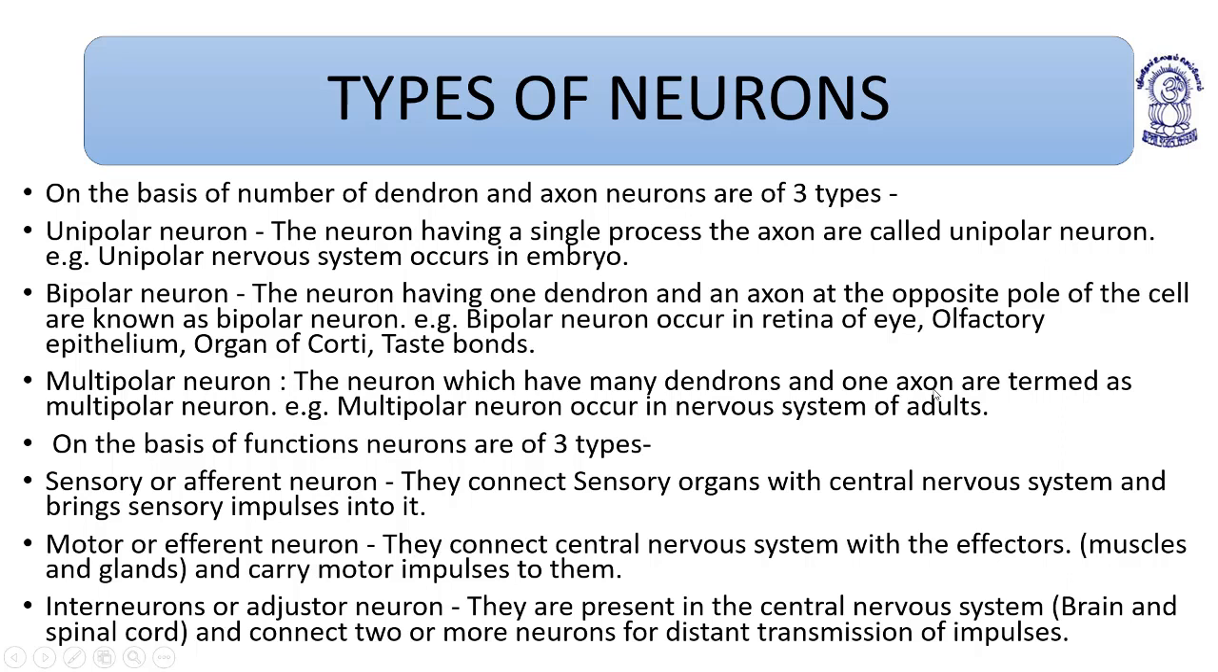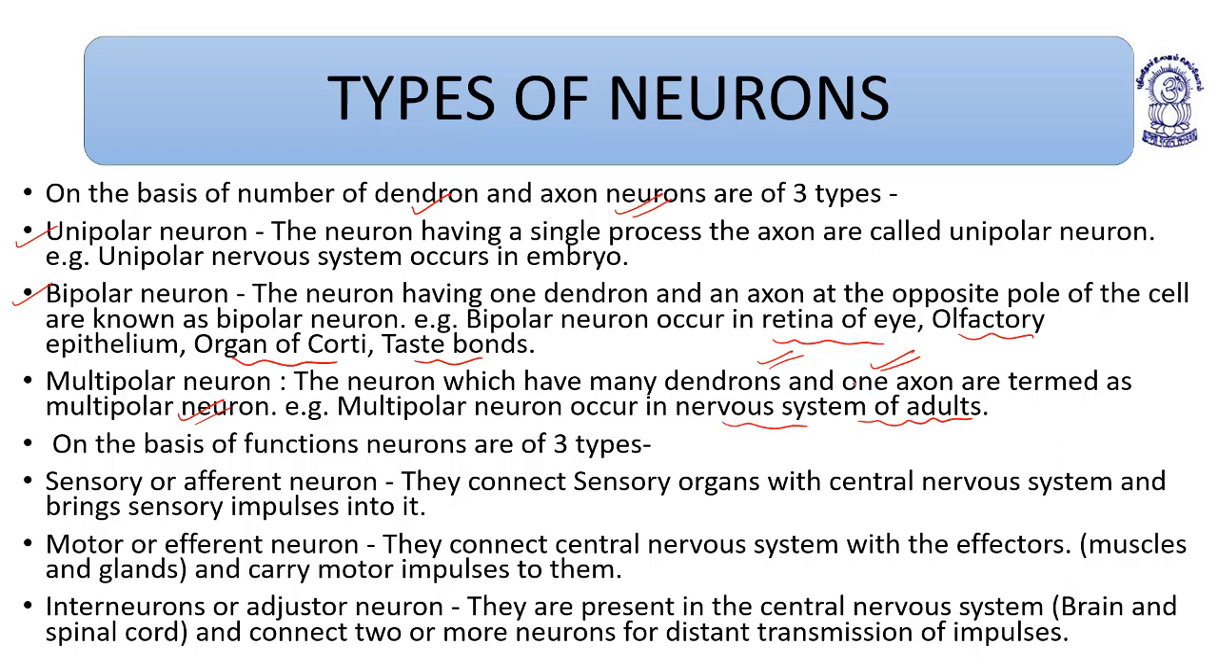On the basis of number of dendrons and axons, neurons are of three types. Already mentioned: unipolar, bipolar. Bipolar is present in the retina of the eye, olfactory epithelium, organ of Corti, and taste buds. Understood? Multipolar neuron, when there are many dendrons and one axon. Please remember, axon is only one; dendrons can be many. It is termed a multipolar neuron, found in the nervous system of adults.